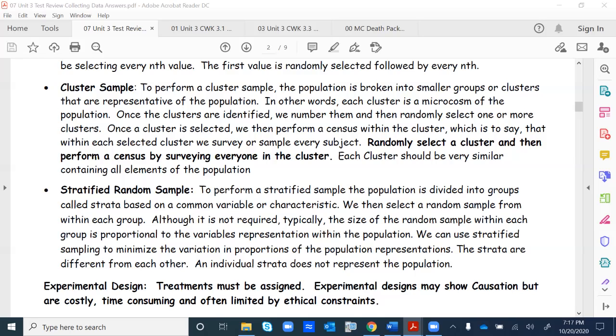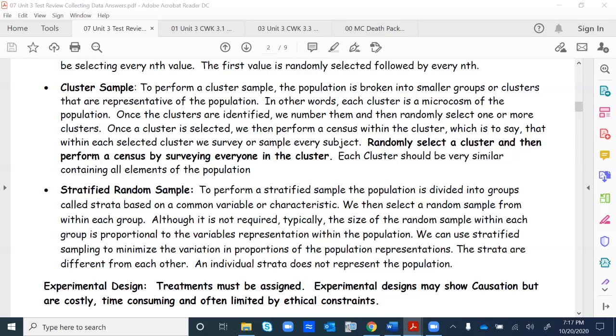The next one, the stratified sample, which happens to be my favorite. To perform a stratified sample, the population is once again divided into groups. But they're divided into groups based on a common characteristic. The groups are called strata. So the easiest one for us to visualize as high schoolers is freshmen, sophomores, juniors, and seniors. So those would be my strata. There would only be freshmen in the freshman group. There'd be only sophomores in the sophomore group. There'd only be juniors in the juniors and only seniors in the seniors.